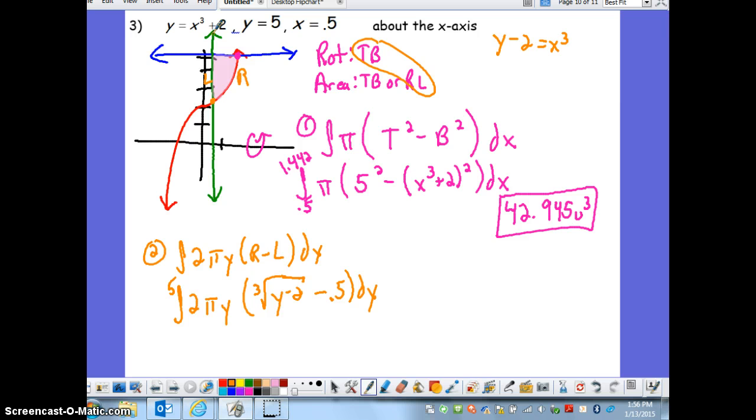So I'm going to take my x equals 0.5, and I'm going to plug that into my x to the third plus 2 there. So that's going to be, again, just 0.5 to the third, plus 2. That gives you 2.125. So that is what I'm going to use down here, 2.125. And again, if you take that, plug that into Math 9, you should end up with 42.945 units cubed.